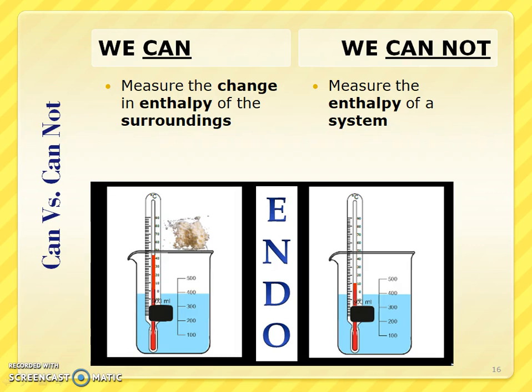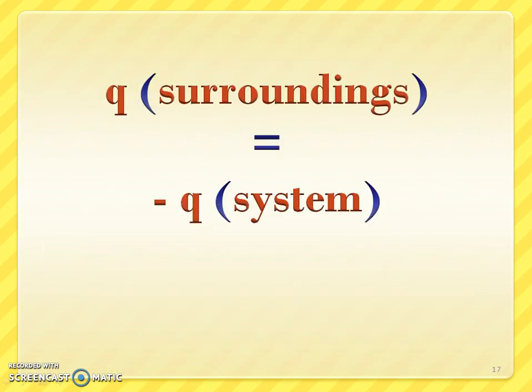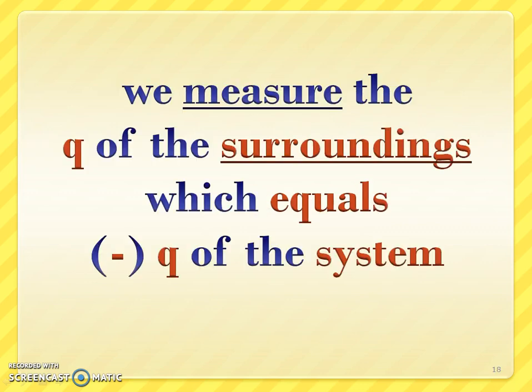So again, just reminding you, we can measure the enthalpy of the surroundings, but we cannot directly measure the enthalpy of that system or that process or the reaction that's occurring. So we want to remember the Q of the surroundings, and Q is that heat, equals the negative Q of the system. So the magnitude is going to be the same. It's just the sign that changes. Now this Q is actually going to become enthalpy. It's going to become delta H.